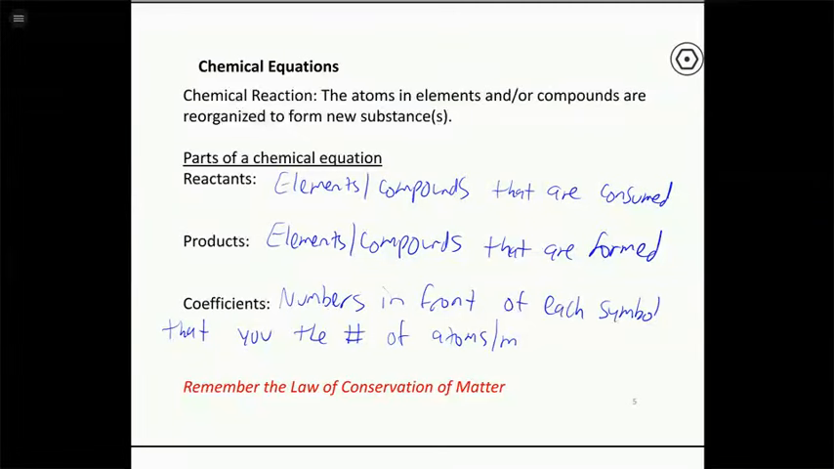Those are the number of, so the coefficients tell you the number of atoms or molecules or moles of each substance that are involved.